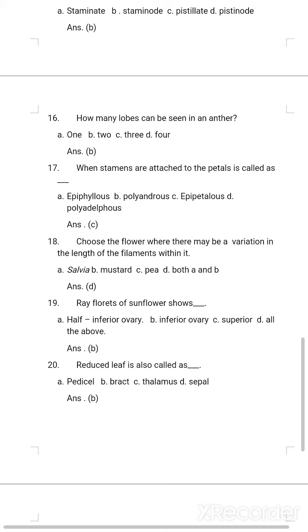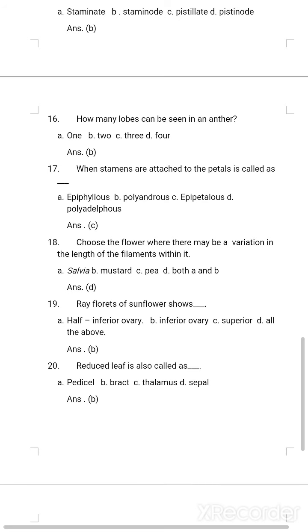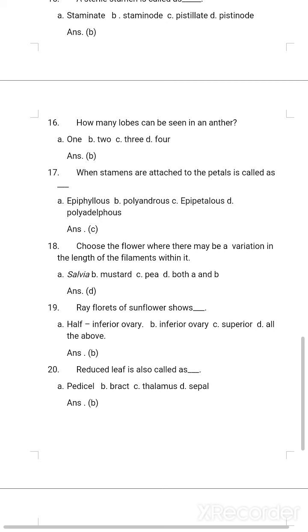When stamens are attached to the petals, it is called option A, epiphyllous, option B, polyandrous, option C, epipetalous, option D, polyadelphous. Students, let us discuss this question. In some flowers like Datura, the stamens are attached to the petals up to some height. That type of nature is called epipetalous. Epi means upon, petalous means petals. So the correct option for this question is option C.